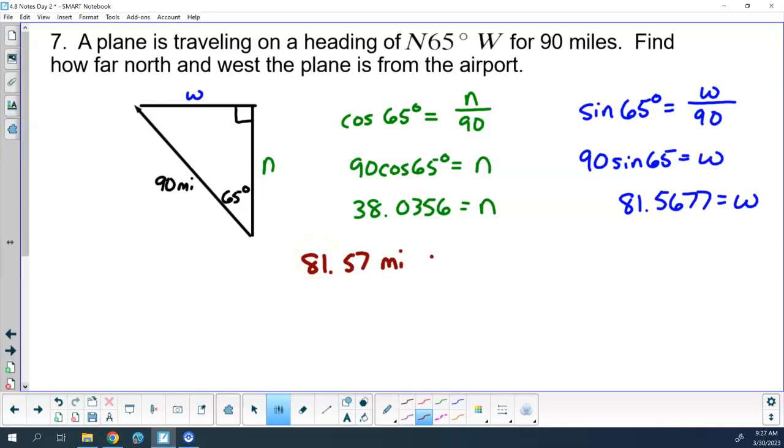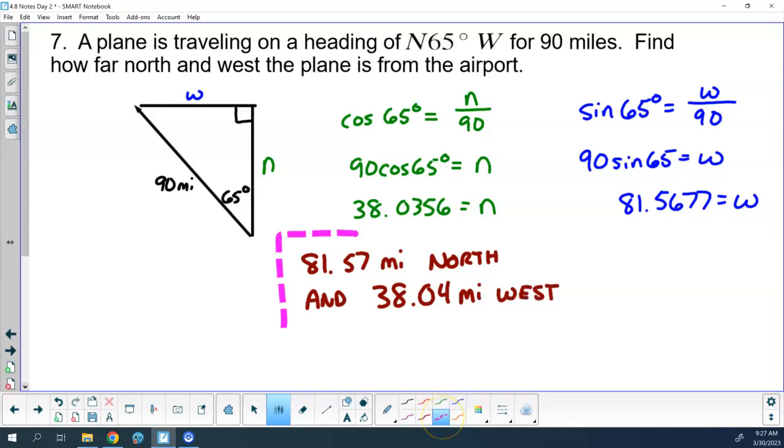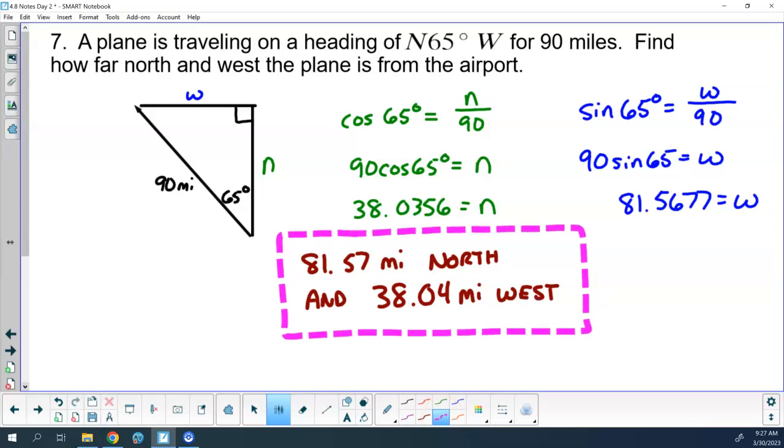81.57 miles north and 38.04 miles west. Now, I will tell you, in this particular problem, just saying 81.57 and 38.04 is not enough, because I don't know which one you mean. You're in a totally different spot if you reverse those two. Okay? So it matters, your labels. Labels matter. All right?